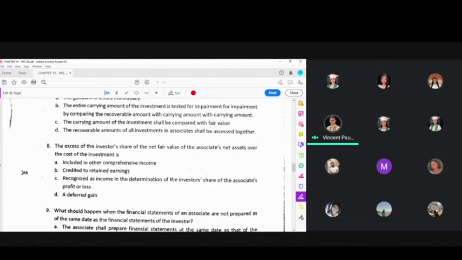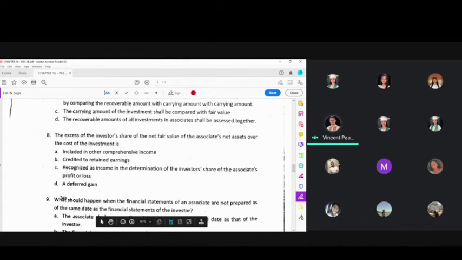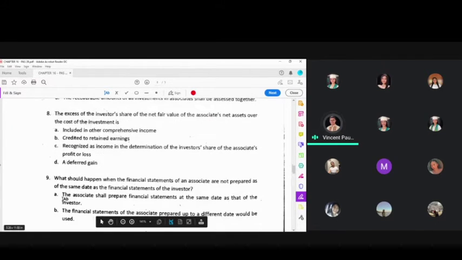For number 8, the excess of the investor's share of the net fair value of the associate's net assets over the cost of the investment is letter C. Recognition of the investor's share of the associate's profit or loss. Letter C, since according to the standard, to account for the excess, it is included as income in the determination of the entity's share of the associate or joint venture's profit or loss in the period in. Okay, so that's correct. Number 8 here, class, is Charlie.